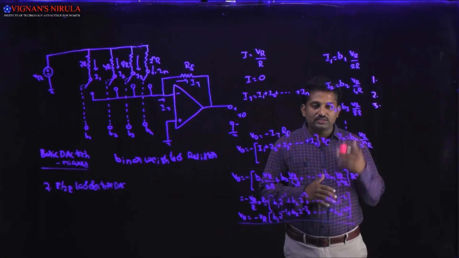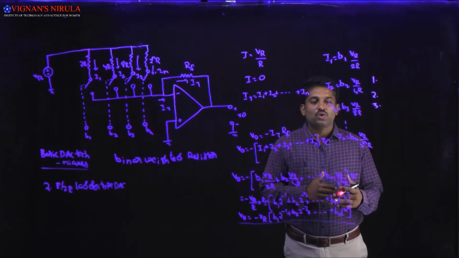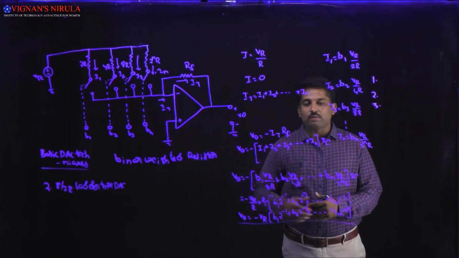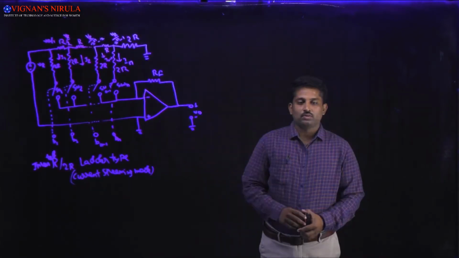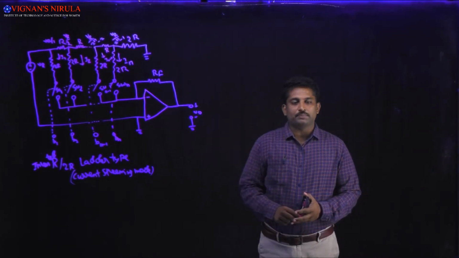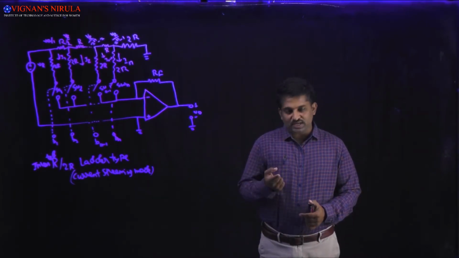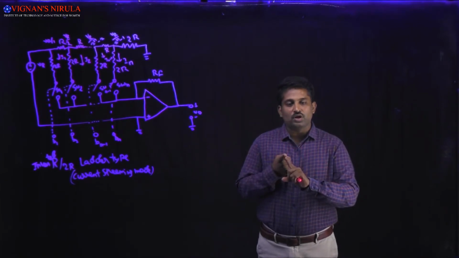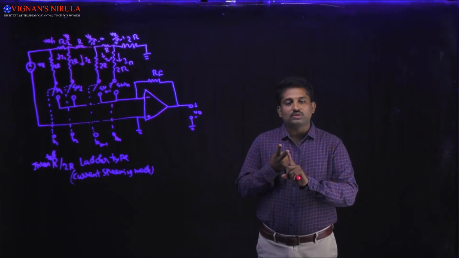To avoid these disadvantages, we go for the second one, which is the R by 2R ladder type DAC technique. In this case, we have two types. One is current steering mode and the other one is voltage switching mode.